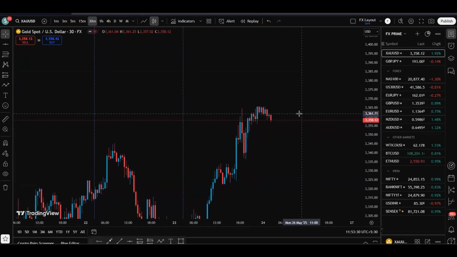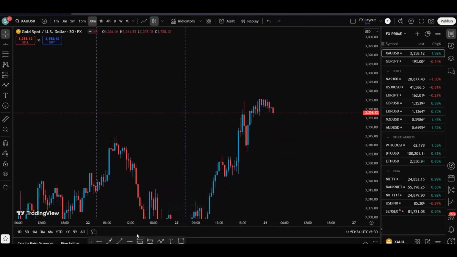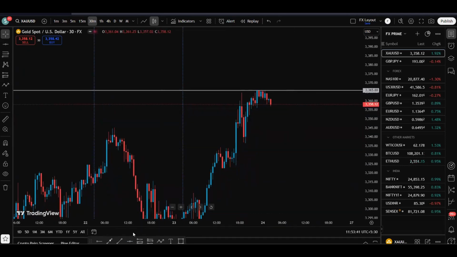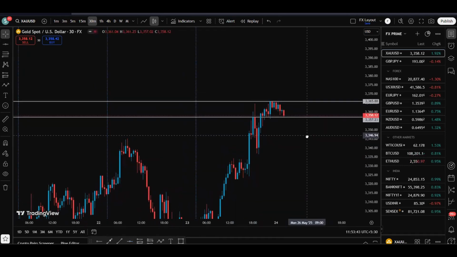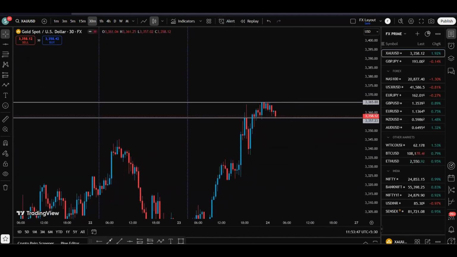So here we are on the gold 30-minute time frame. Let's mark our support and resistance. We can see that we have this resistance, and at the same time we have this support. The price is consolidating between this resistance and this support. So what should be your next point of action?